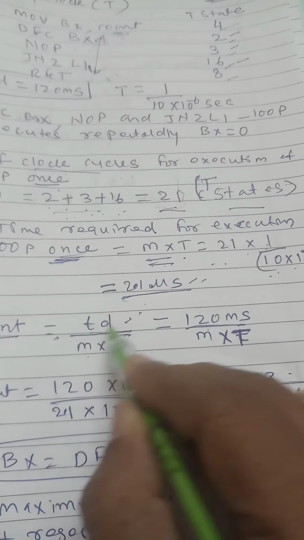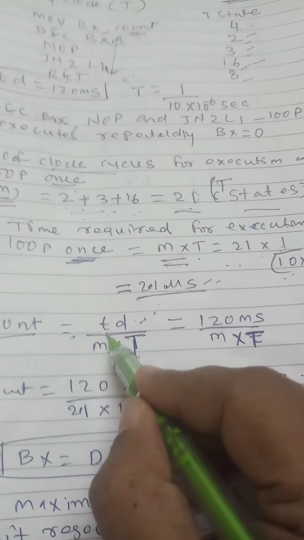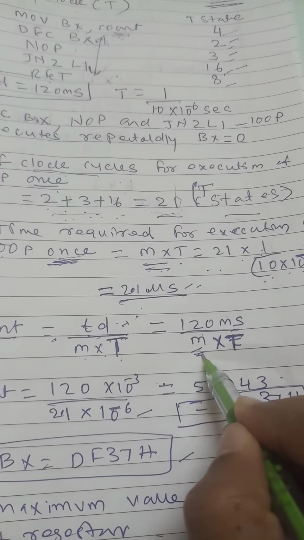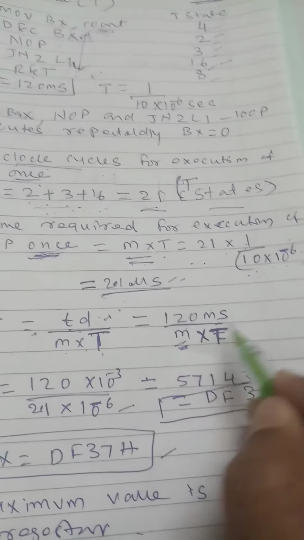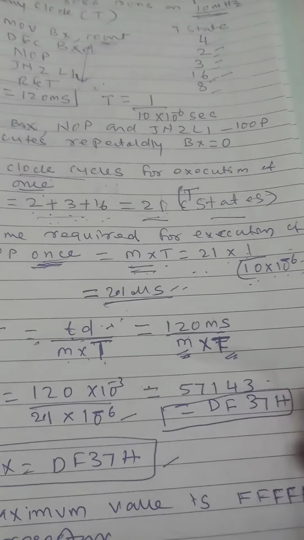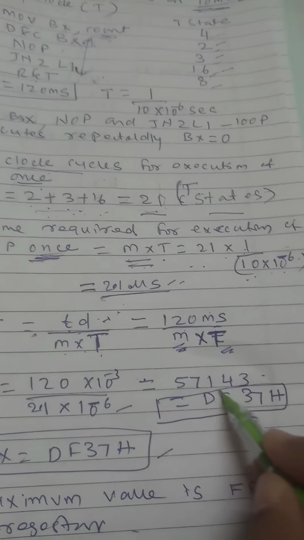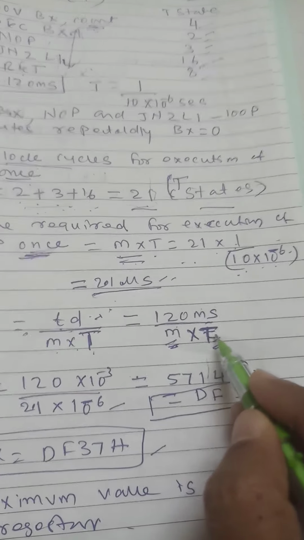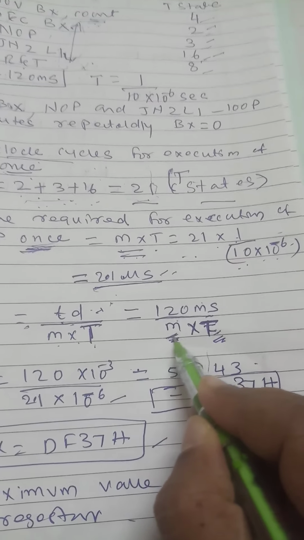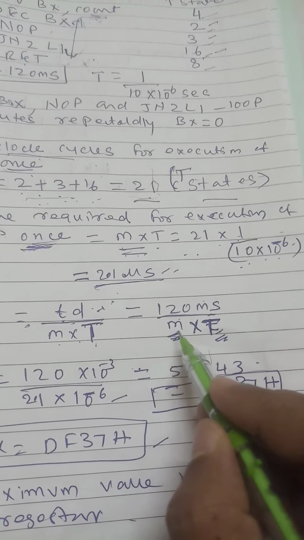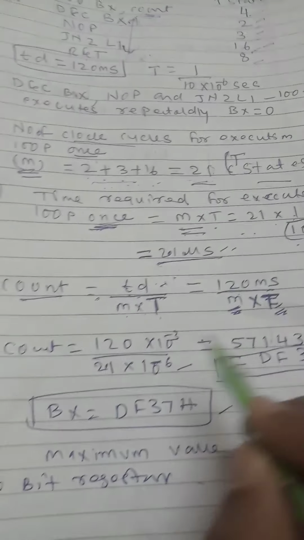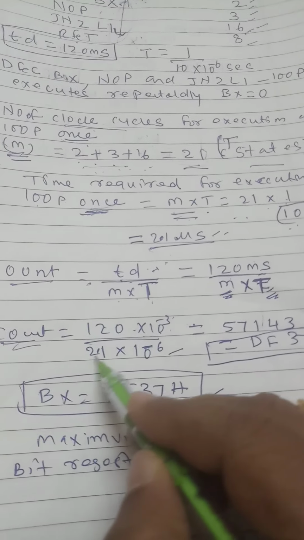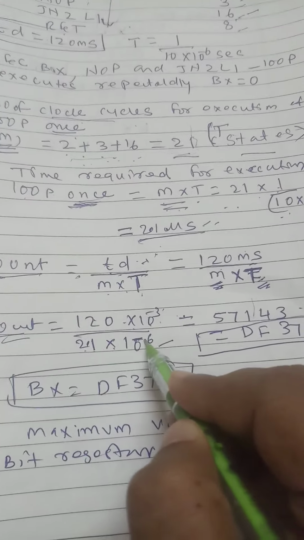So that is the time delay for 120 milliseconds, nothing but the time delay. So Td, the time delay, divided by the number of T states for one loop and the number of times for one loop. This is the total states for one loop. So the total count we can find by 120 into 10 to the power of minus 3 divided by 2.1 into 10 to the power of minus 6.